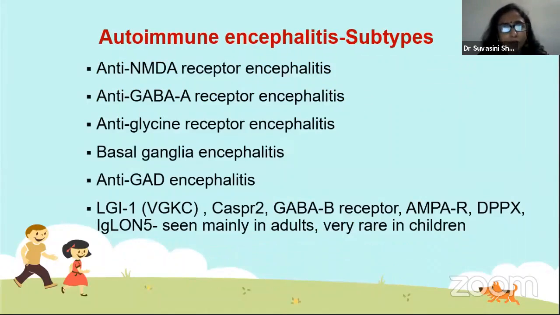So the subtypes commonly seen in children, what we most commonly see is anti-NMDA receptor encephalitis. And this is what I'm going to talk about in detail, because the other subtypes are really very rare in children, and these tests are again not very easily available. And these phenotypes are much more common in adults and not common in children. There are the subtypes of anti-GABA receptor encephalitis, anti-glycine receptor, basal ganglia, anti-GAD, and the limbic encephalitis, which is seen with a host of antibodies like VGKC, Caspr2, GABA-B, AMPA-R, and DPPX, but these are mainly seen in adults and really very, very rare in children.